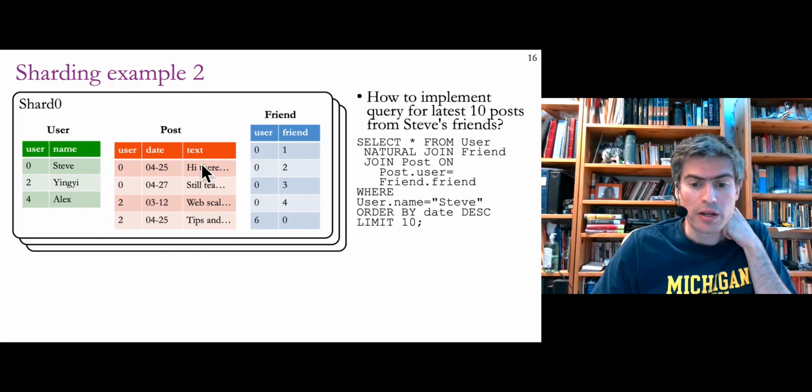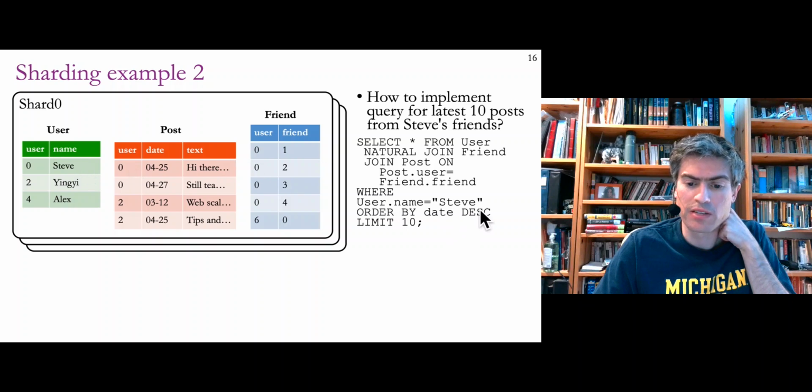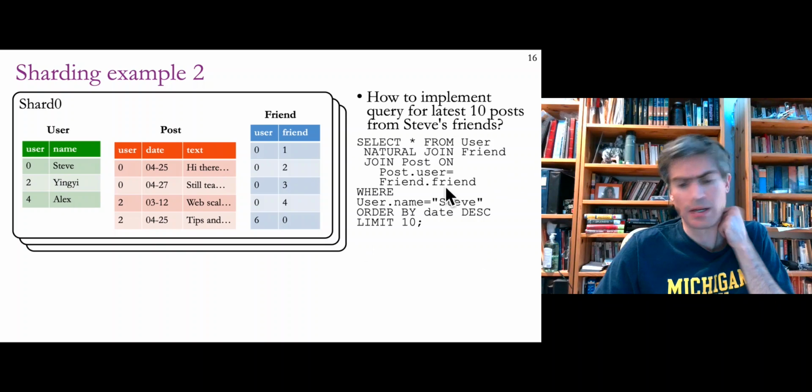In this case, I'm joining all 3 tables because I'm using the name Steve instead of the ID 0. I guess I assumed I didn't know that it was ID 0 ahead of time. But anyway, that just makes it a little more complex.